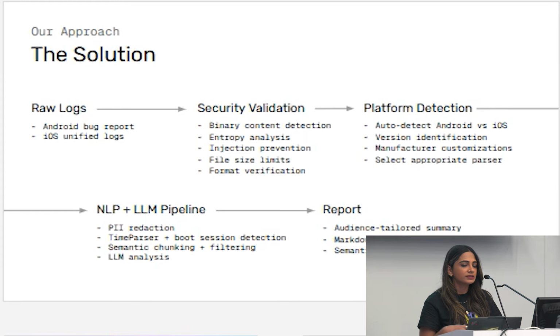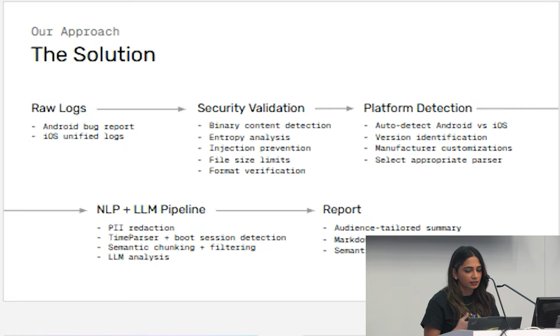Then the logs will flow into the NLP and LLM pipeline, which is the heart of the solution. The system first is pre-processing with NLP, and it will redact any sort of personally identifiable information. It'll normalize formats. It'll filter out any noise. And then it will reconstruct time across boot sessions, which aligns logs that use wall clock time and uptime and kernel seconds into a single consistent timeline.